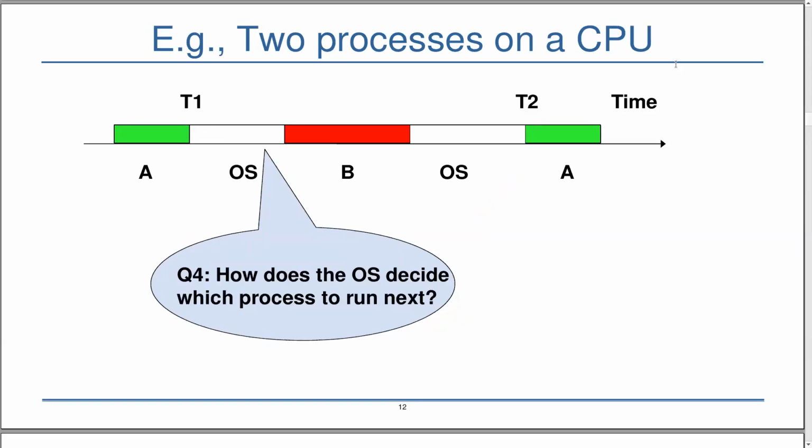The fourth question: how does the OS decide which process to run next? We have an example with 2 processes, but is that the only thing we may have, just 2 processes? What if we have 10 processes? How do we decide which process to run next? So that's another question that we want to answer.